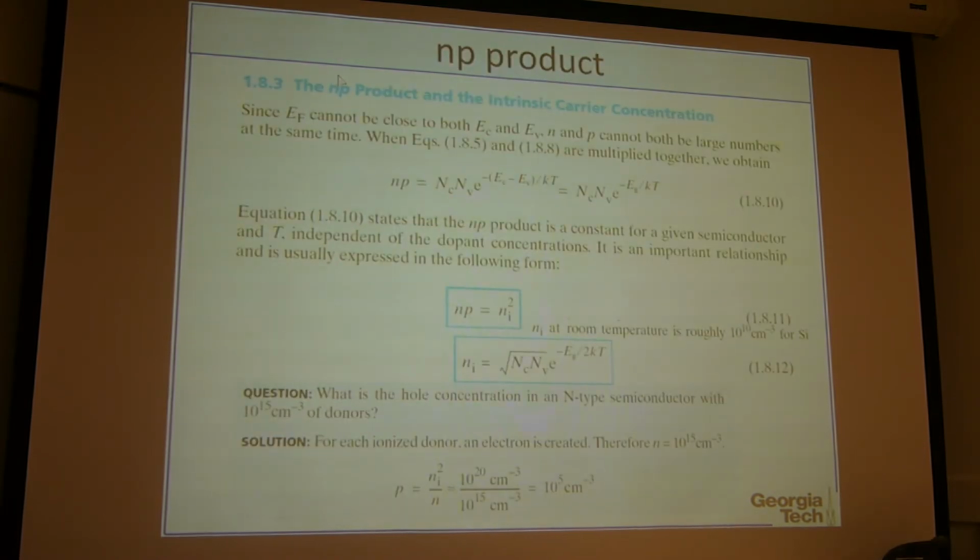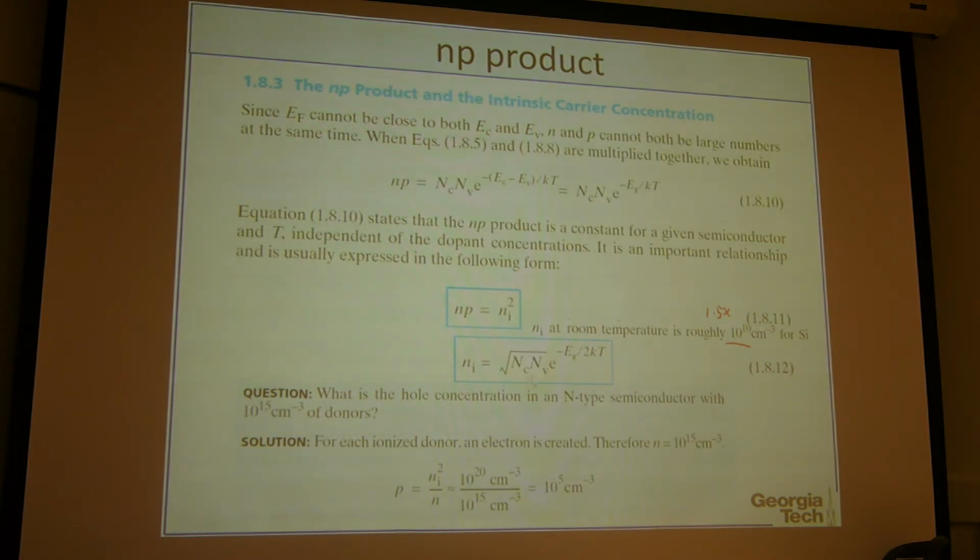Okay, so here is again the NP product and the derivation of that, and then we get the NP product equals Ni squared, and this Ni is given by this formula. Ni at room temperature for silicon is roughly this number. Of course, if you want to be careful, it's 1.5 times 10 to the power 10.